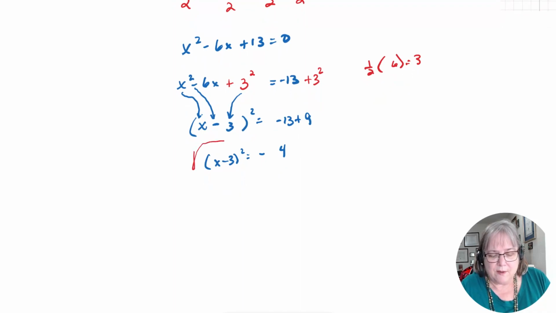Then you're going to apply the square root principle. And the square root of x minus 3 squared is x minus 3. Don't forget your plus or minus. And the square root of negative 4 is the square root of 4 times a negative 1. The square root of 4 is 2. And the square root of negative 1 is i by definition. So x is 3 plus or minus 2i.